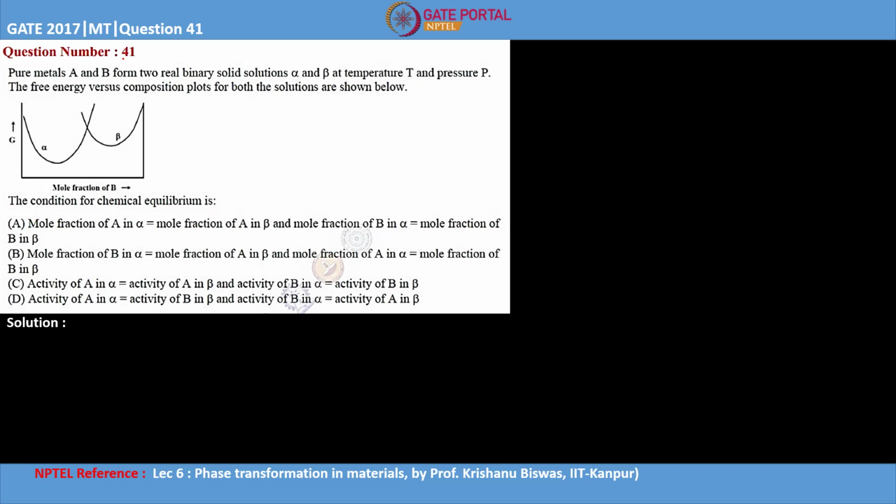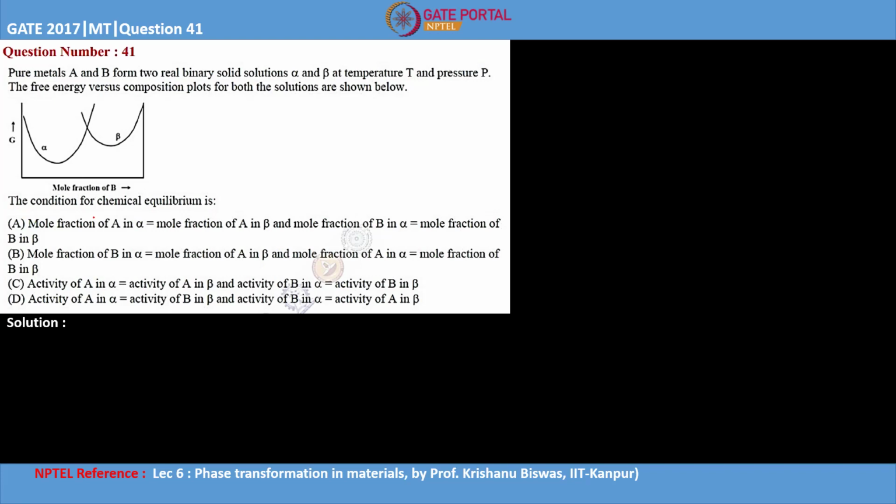So this is question number 41 of GATE 2017 Metallurgical Engineering. Pure metals A and B form two real binary solid solutions, alpha and beta, at temperature T and pressure P. The free energy versus composition plots for both the solutions are shown below. So here free energy versus composition or mole fraction of B is given.